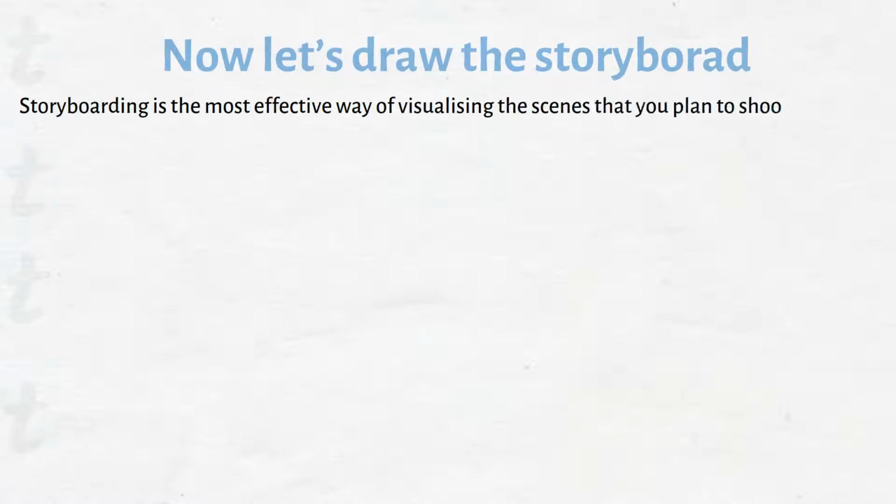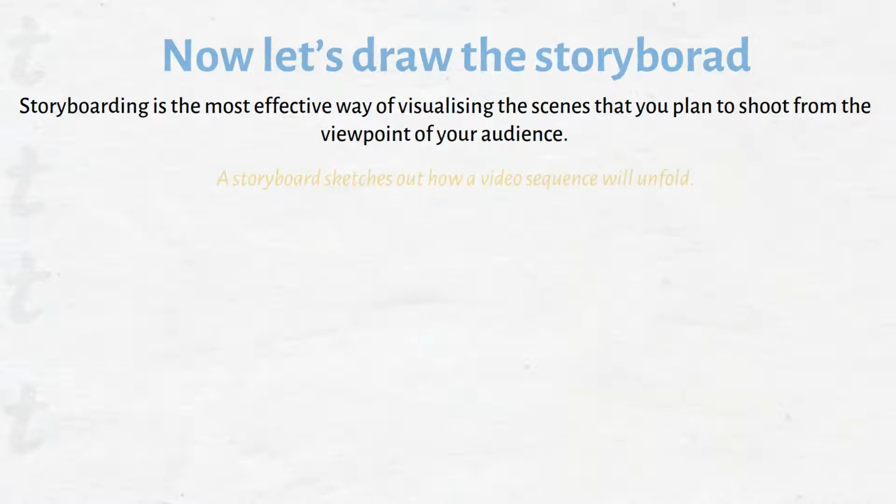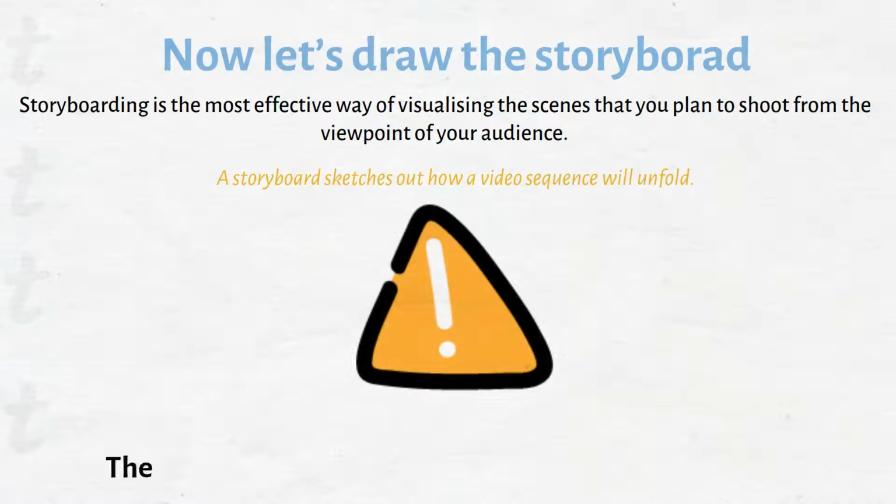Now let's draw the storyboard. Storyboarding is the most effective way of visualising the scenes that you plan to shoot from the viewpoint of the audience. A storyboard sketches out how a video sequence will unfold. Here are the most important points to make a good storyboard.